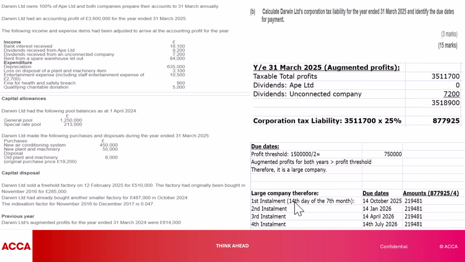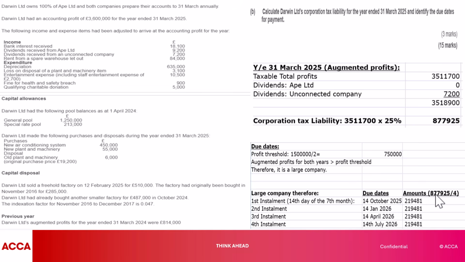4 quarterly installments. The first installment is due on the 14th day of the 7th month. Now, for us, the 7th month starts from the time your year begins. So their year begins on April. So you count April as the first month, then May, June, July, August, September, October. So October is the 7th month. You take here the 14th day.